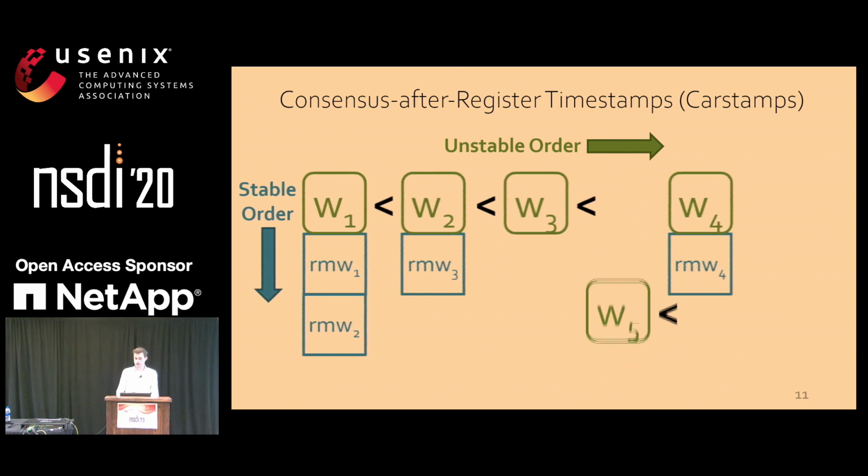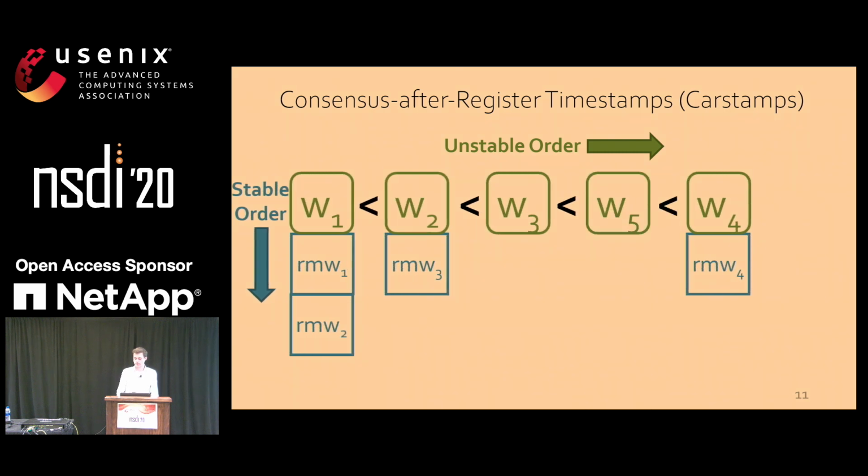This unified ordering allows 2 writes to be arbitrarily ordered in the unstable order, even if one has already been executed. At the same time, the stable ordering of read-modify-writes prevents writes from ever being inserted between a read-modify-write and its base.